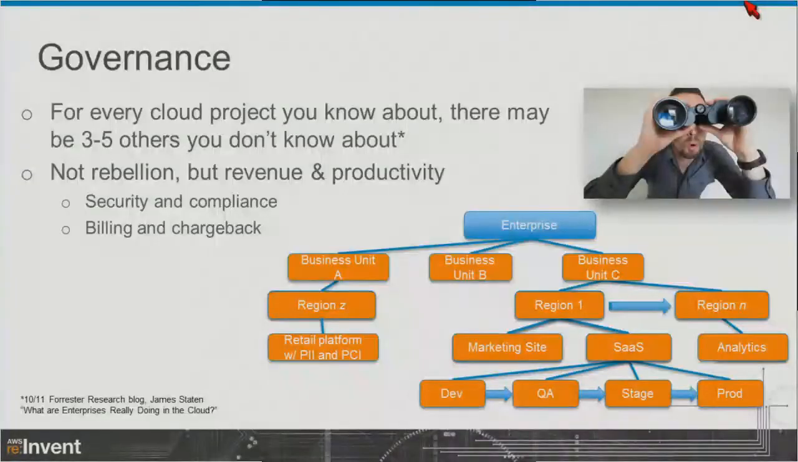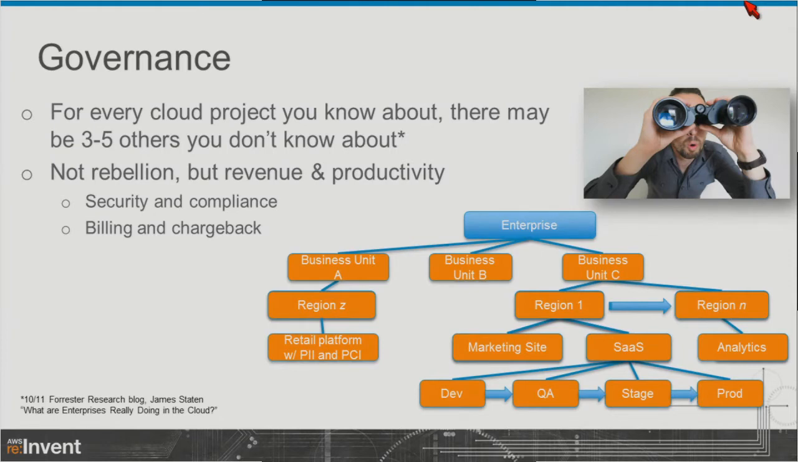So I think I kind of touched on most of the bullet points there on the side. The other thing is, from a management perspective, I want to talk a little bit about governance. There's this from James Staten, Forrester Research wrote this a while back. He said, for every cloud project you know about, there may be 3 to 5 others that you don't know about, right? And this is sort of the shadow IT concept that folks are talking about a lot. Basically, folks going around the IT department to get what they need because the IT department takes so long, right? And the comment they make there is it's not a rebellion, right? But folks are trying to be productive, right?